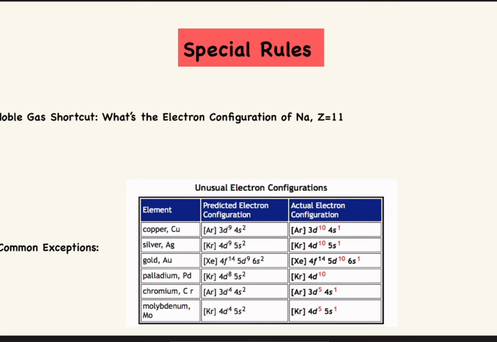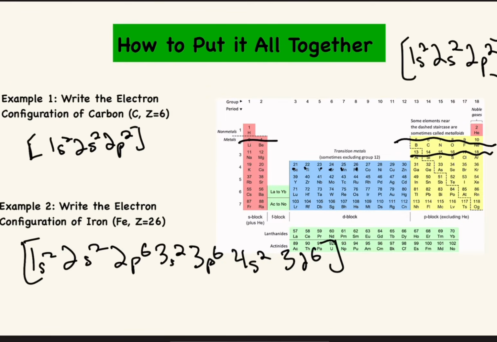So this next one is the special rules. This is called the noble gas shortcut. This is the special trick I was talking about. So for example, what is the electron configuration of sodium with an atomic number of 11? So let's go back to our periodic table really quick and look where sodium is. So it's right here, group 3.